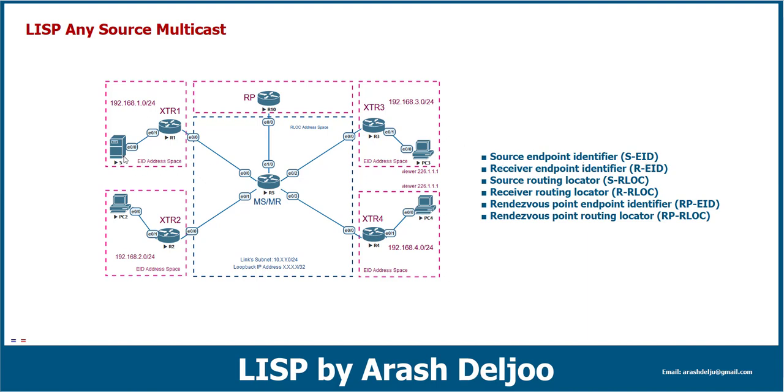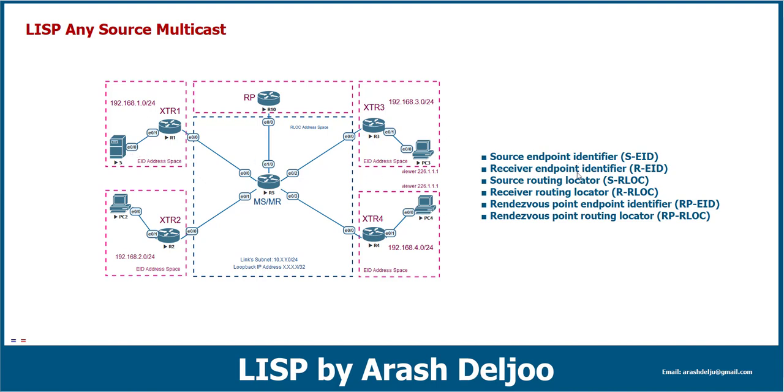Assume that the server S now wants to send multicast traffic. This is the server, and this server has one IP address. We call it SEID, or source endpoint identifier. The SEID is the source host.